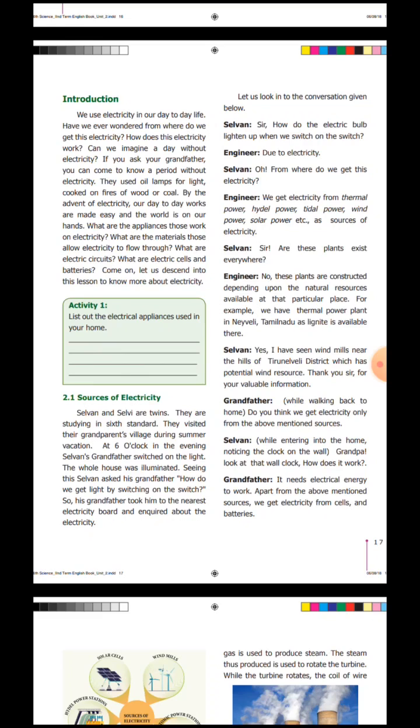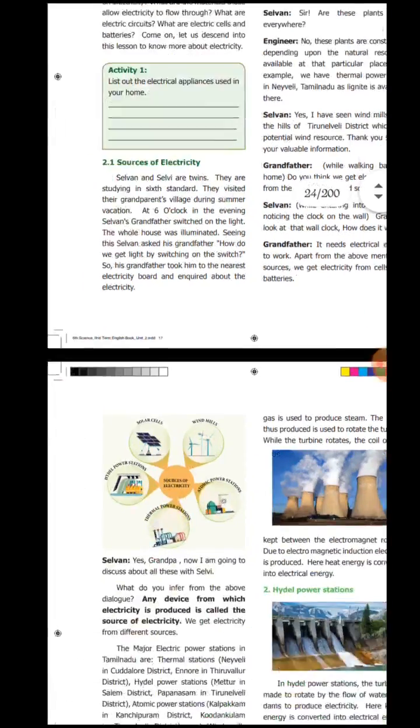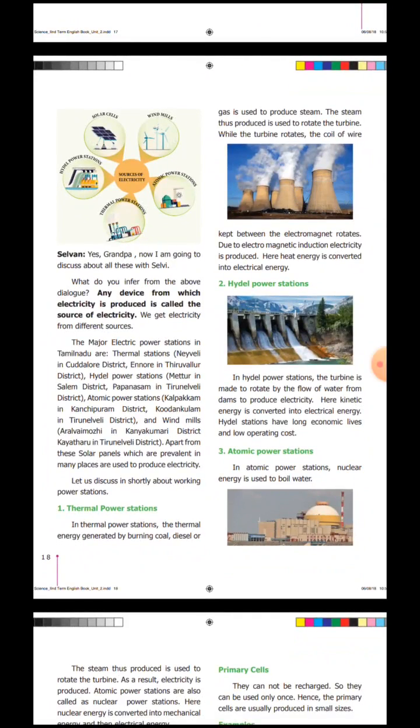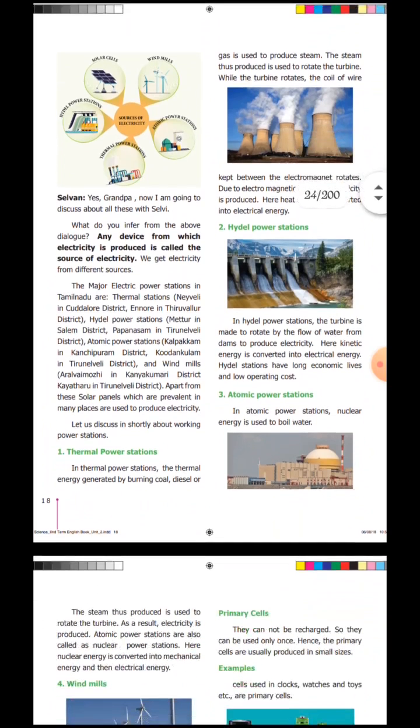So what are the sources of electricity? See here, sources of electricity. Any device from which electricity is produced is called a source of electricity. We have many sources of electricity. We get electricity from different sources. See here: thermal power station, hydel power station, atomic power station, windmills.